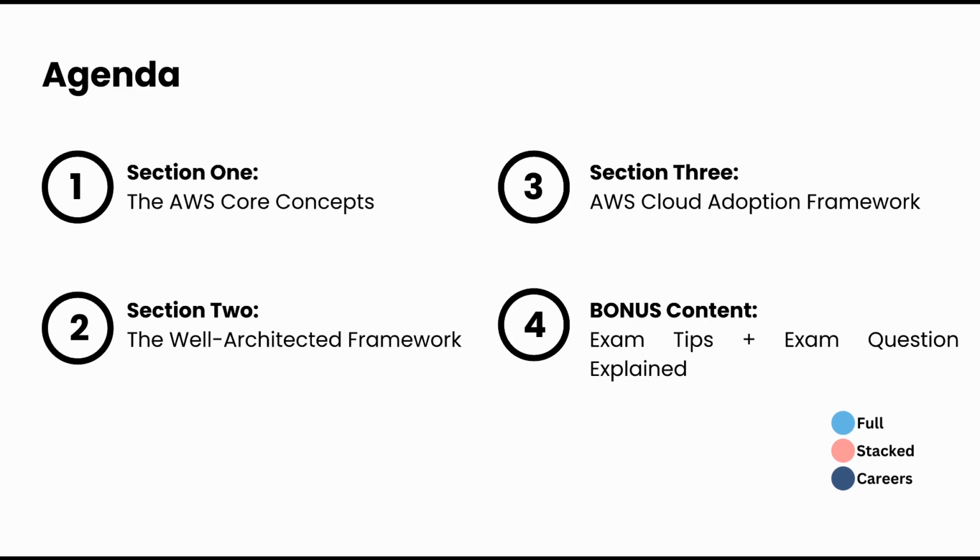Here's a brief agenda of the various topics we're going to be covering in this session. Section 1 will focus on the AWS core concepts. Section 2 will look at the Well-Architected Framework. Section 3 will look at the AWS Cloud Adoption Framework. And then we have our bonus content of exam tips and an exam question explained.